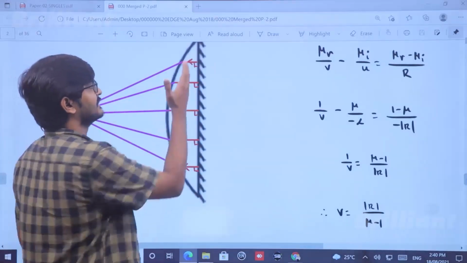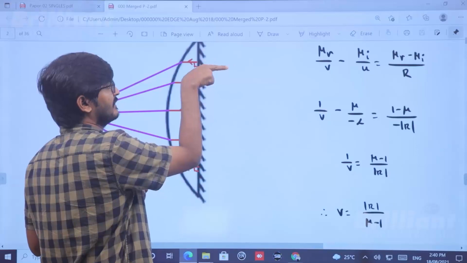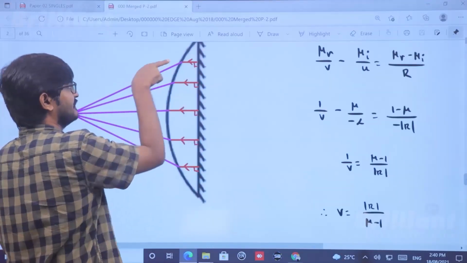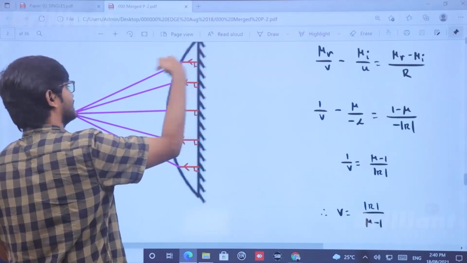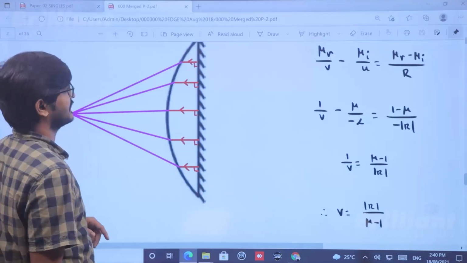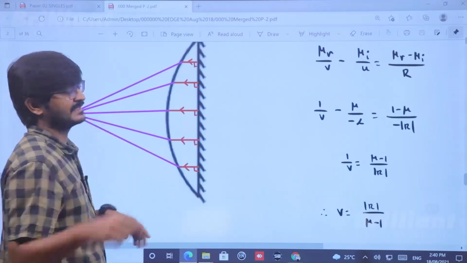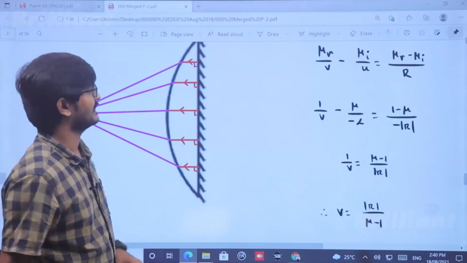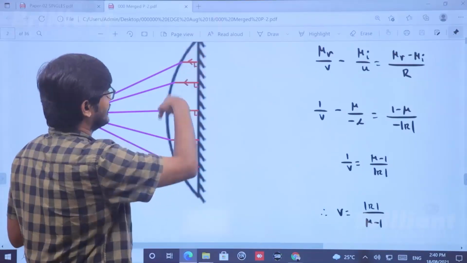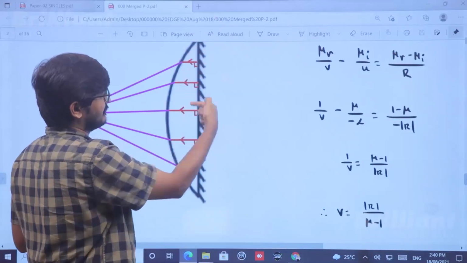The meaning is the rays will be hitting the mirror perpendicularly. If I am sending the ray like this, and if it is hitting the mirror perpendicularly, it will be retracing the path. So if I keep the object here, then the image will be formed there itself. This is kind of the ray diagram, right? Now I can see what happens when the rays are coming perpendicularly.